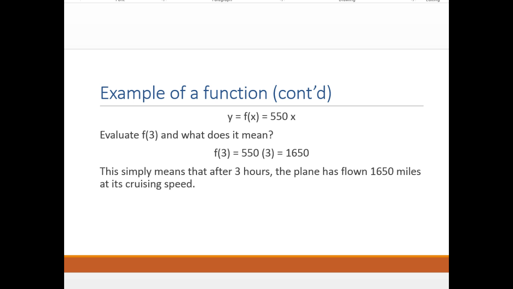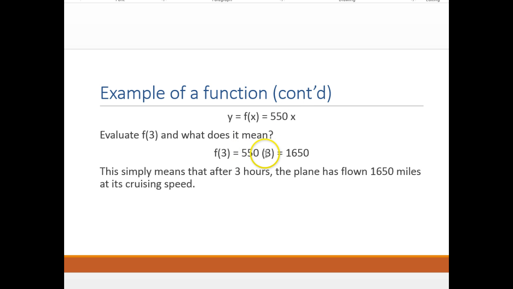We can also evaluate our functions. If I were to ask you to evaluate f of 3 and tell me what it means: whenever we put a number into the function, whatever we do on the left-hand side, we do on the right-hand side as well. So f of 3, we replace the x with 3 on the left, so we will replace the x with 3 on the right.